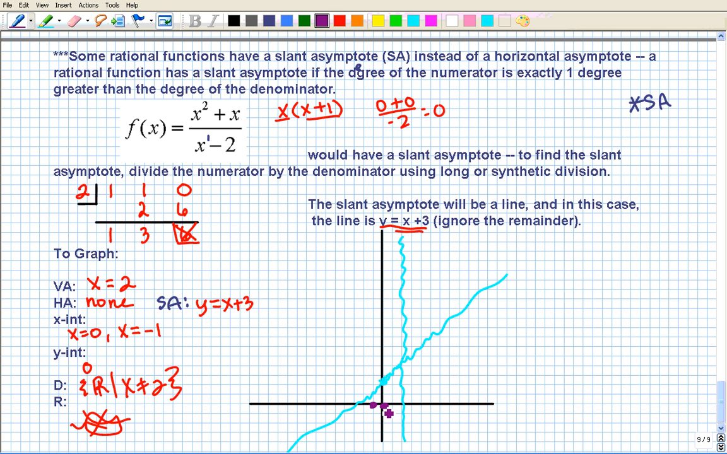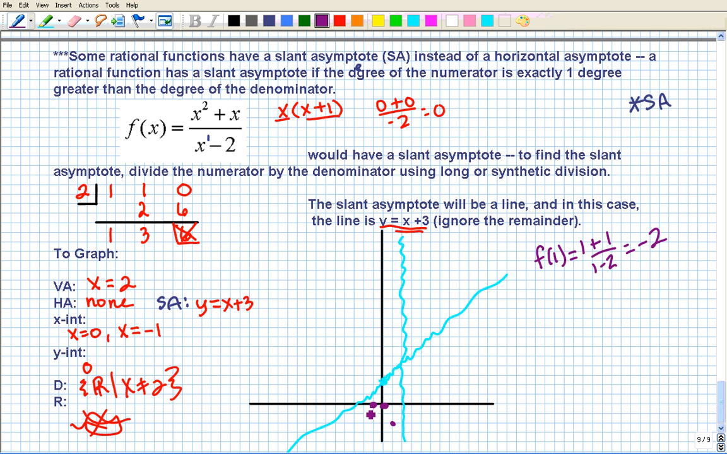So what we're going to do is let's try f of 1. Looks like an easy enough one. So f of 1, when we plug that into our function here, we'd have 1 squared is 1 plus x is 1 over 1 minus 2. So you'll have 2 over -1, that's -2. So that's the point 1, -2.